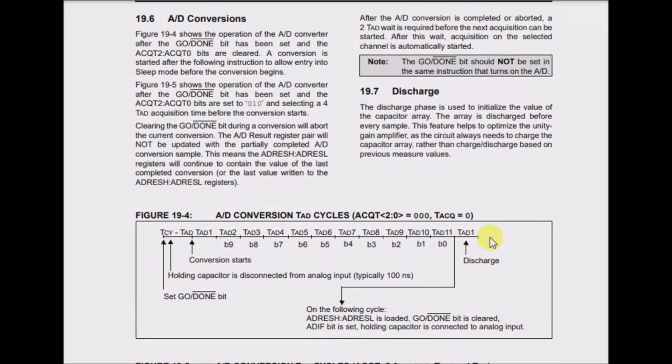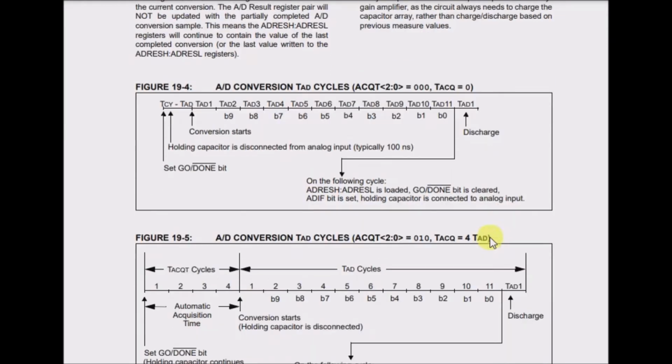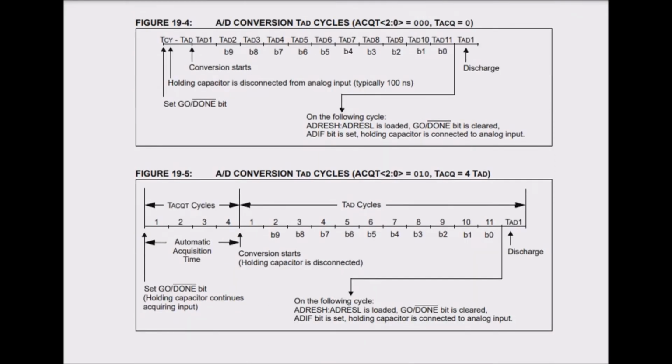AD conversion, TAD cycles, ACQT thus. And there are these charts. It's complicated, it looks like. Yeah, I can't even begin to understand this.